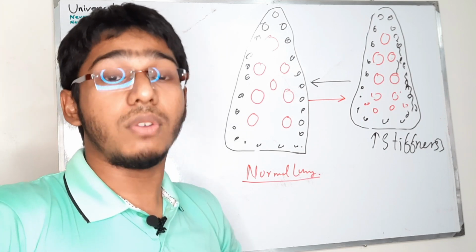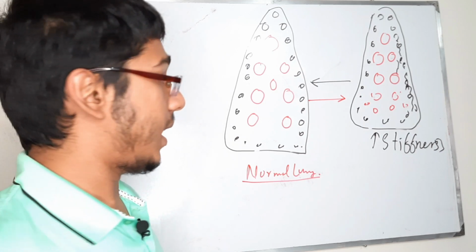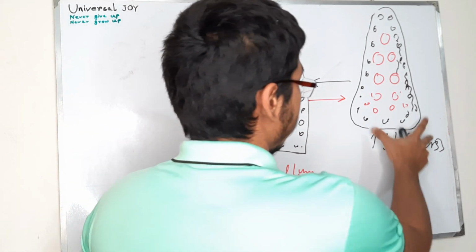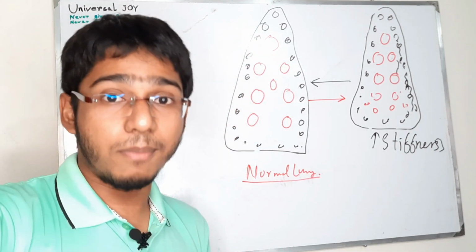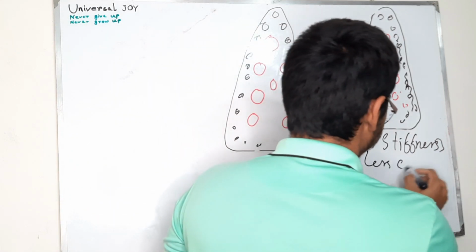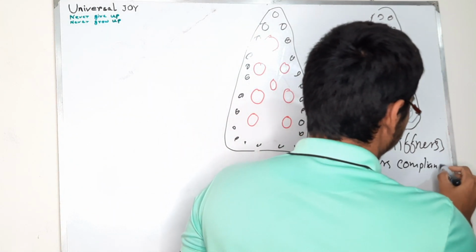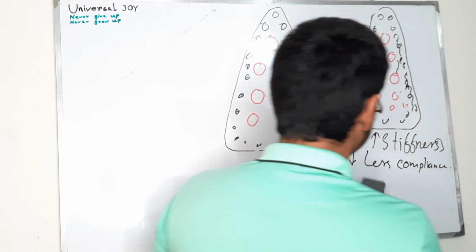So this is one of the major features of the restrictive disease. You have to keep that in your mind. Now, as you could see, the lung is becoming more stiff. So will it become less compliant or more compliant? Obviously it will become less compliant. So less compliance will also be observed in the restrictive disease.